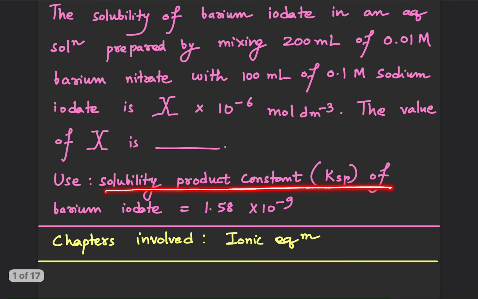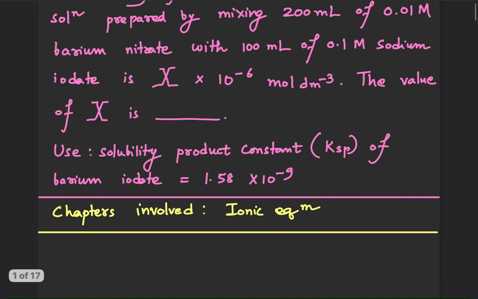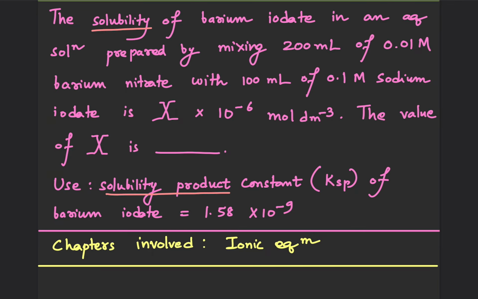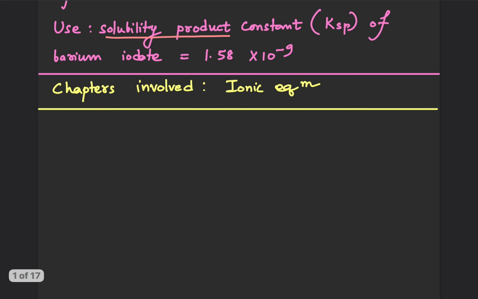Use solubility product constant Ksp of barium iodate as 1.58 into 10 power minus 9. The chapter involved is ionic equilibrium. Now, there are a few words, for example, solubility and solubility product. These are the two words which are very important to us. So, to start with, let's say that we have a sparingly soluble salt. When we talk about a sparingly soluble salt, that means a salt with very small amount of solubility.